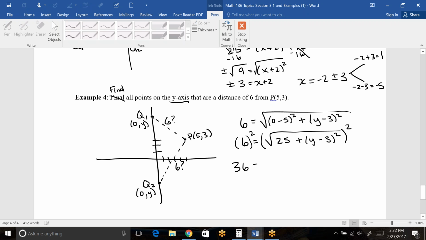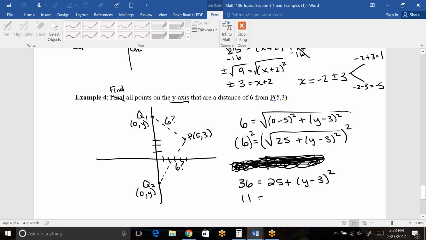That makes this 36 equals the square root, or excuse me, no, I already got rid of my square root. Sorry, my tablet is having a little bit of issues with the colors, and the erasers and stuff aren't working. So it's hard to back up and erase, so I'll just rewrite. 36 equals 25 plus y minus 3 squared. Okay, we'll subtract over the 25, which would give me 11 this time.